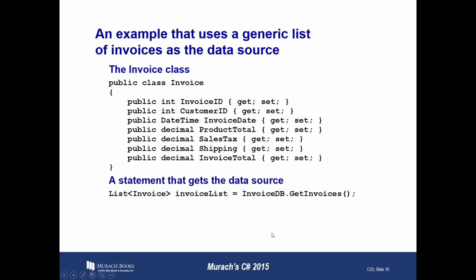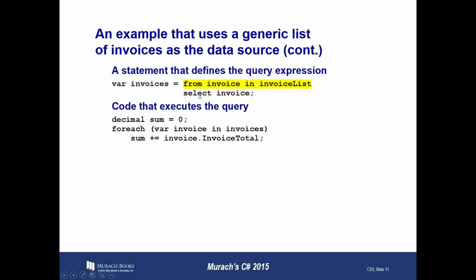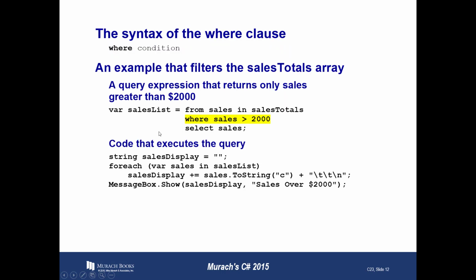All right. So here's an example that it says uses a generic list of invoices as the data source. So an invoice has an invoice ID, a customer ID, an invoice date, a product total, a sales tax, a shipping amount, and an invoice total. All right, then we come here and we're going to have a list of these. Okay. So we want to be able to select each one. And again, add the total.